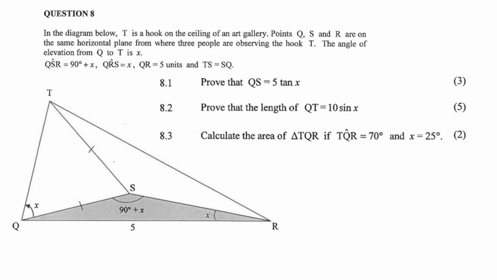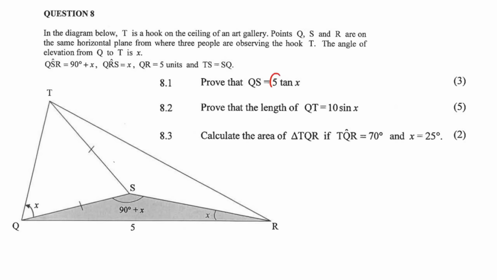RS, where's that? QRS, oh, that's this one, that's X. QR is 5 units. Okay, so they've told us that. And then TS is equal to SQ, but we can see that they've given us that. Okay, so everything in this statement has been given to us already. The first question for 3 marks says prove that QS is equal to 5 tan x.